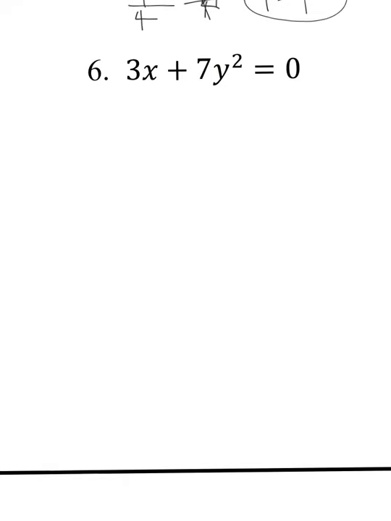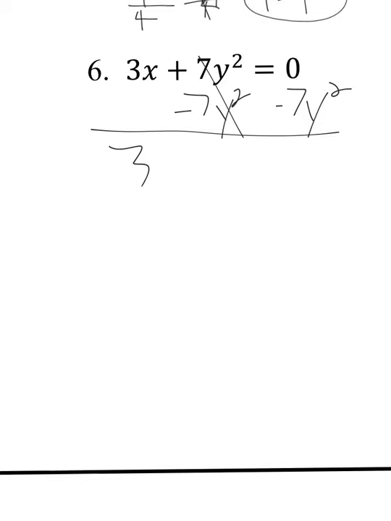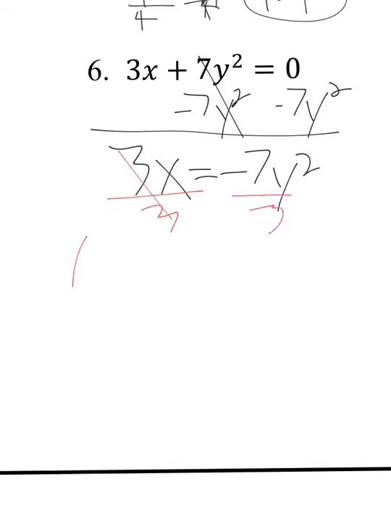And lastly, number 6, I have 3x plus 7y squared equals 0. So to solve it for a letter, the x is not being squared, so I'm going to solve it for x. So I'll get this 7y squared to the other side by subtracting it. 3x equals negative 7y squared. Divide both sides by 3, and you get x equals negative 7 over 3 y squared.